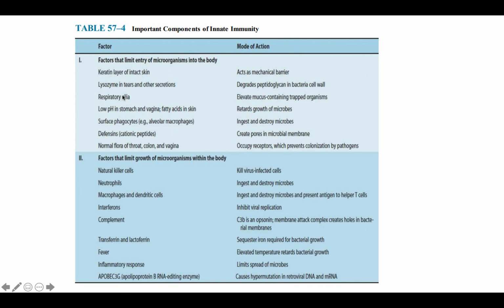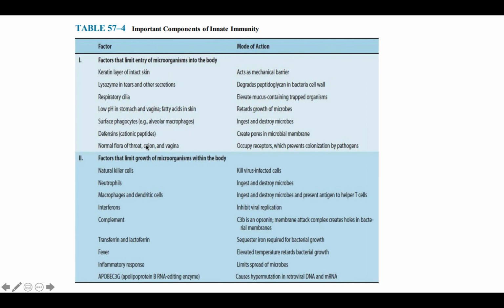microorganisms, and then the cilia will move this mucus down to the stomach to destroy them in the low pH of the stomach, or reduce their growth. The low pH in the stomach, vagina, and the fatty acids in the skin, all these have microbe killing or retardation ability. Surface phagocytes, alveolar macrophages, neutrophils, whatever, they ingest and destroy microbes. Defensins, we'll talk about them later. Again, something similar to lysozyme, but they are cationic peptides that create pores in microbial membranes.